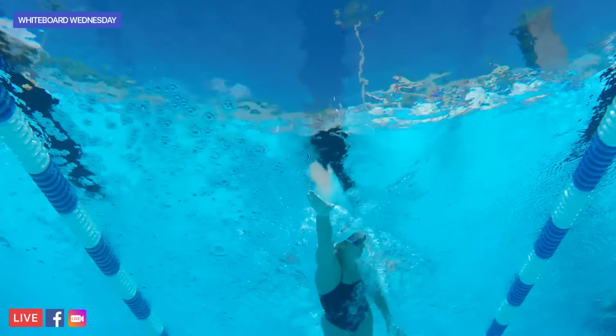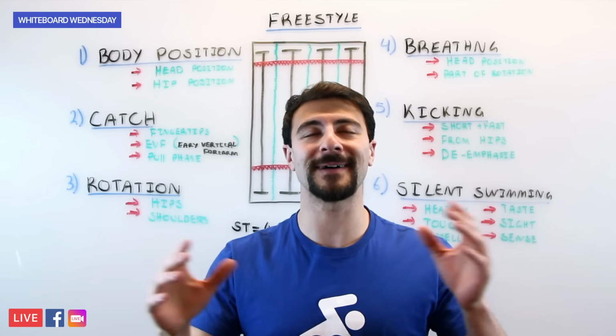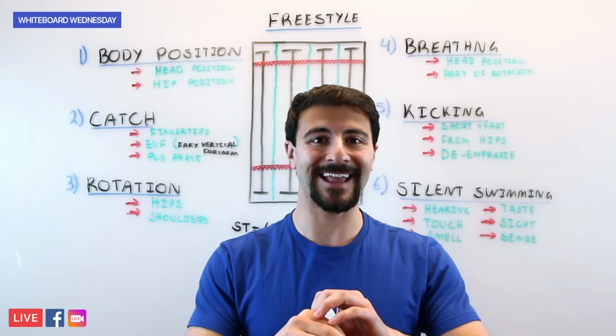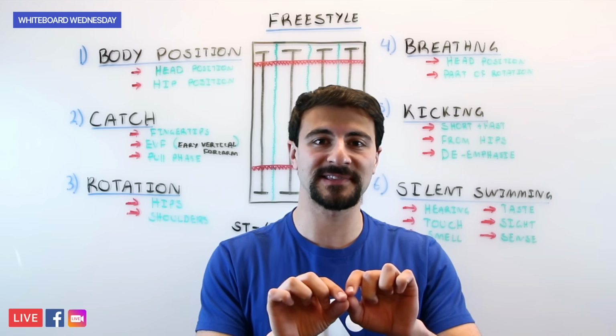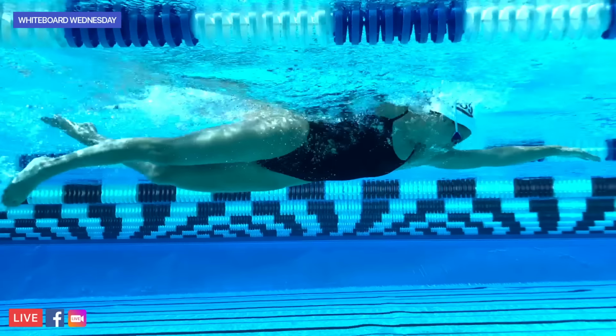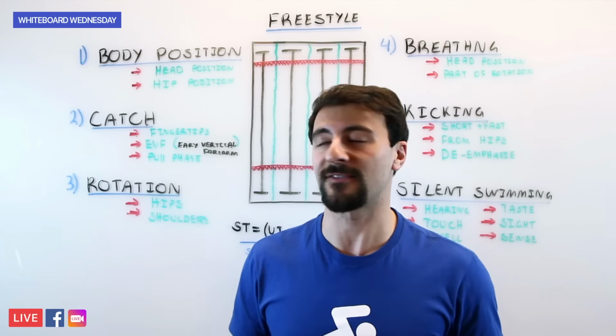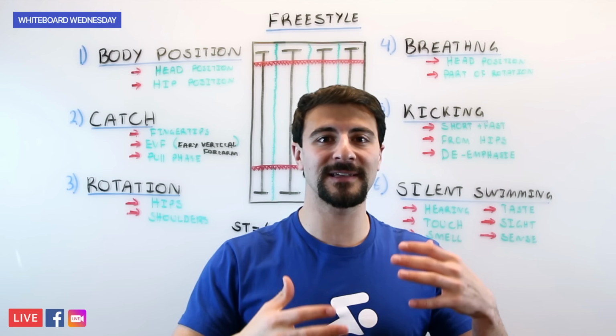To start, it's all about body position. Now, the most important fundamental piece of swimming across all the strokes is the concept of streamline. And streamline is where your body is as narrow as possible moving through the water so that you reduce the amount of drag that you have. Body position directly relates to this.